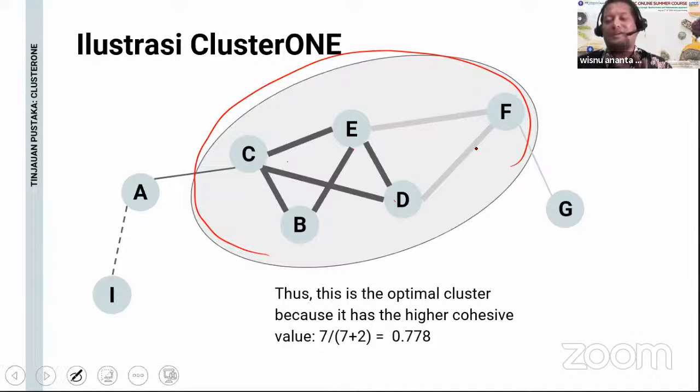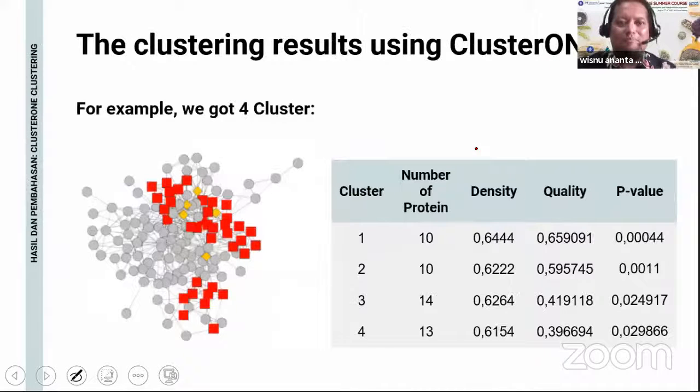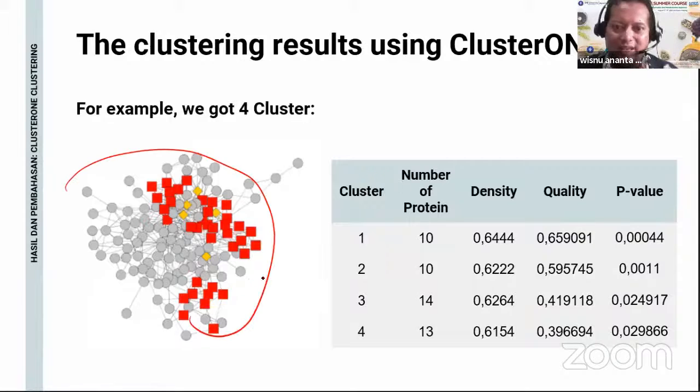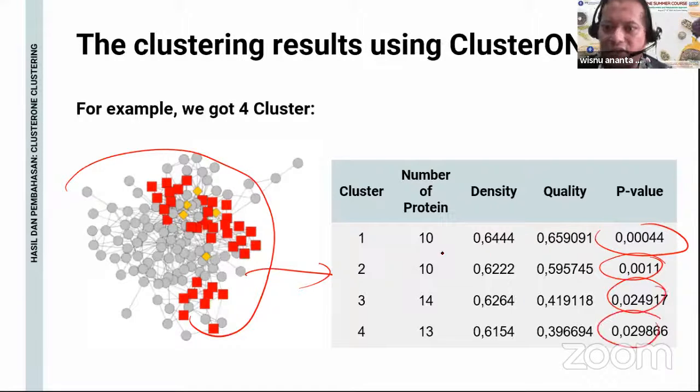You will not implement it here using a specific programming language, but just use Cytoscape and get a result. For example, from this complex network, we try to get the clustering result here, and you can choose the p-value here. The good cluster, or the best cluster, is the one with the minimum p-value.